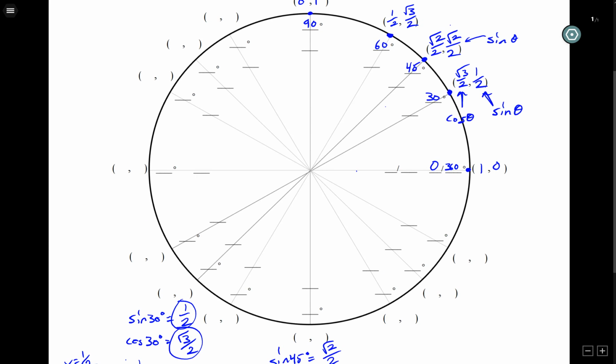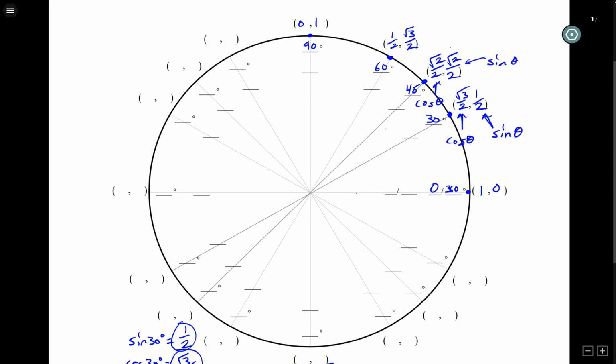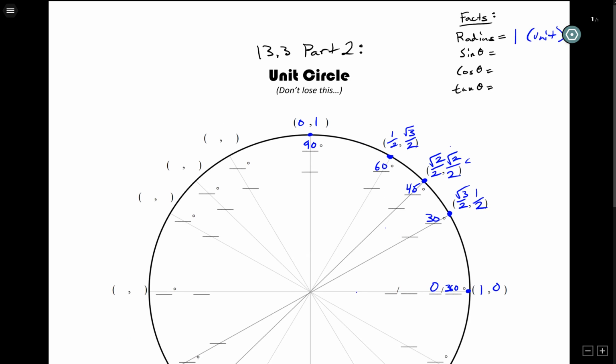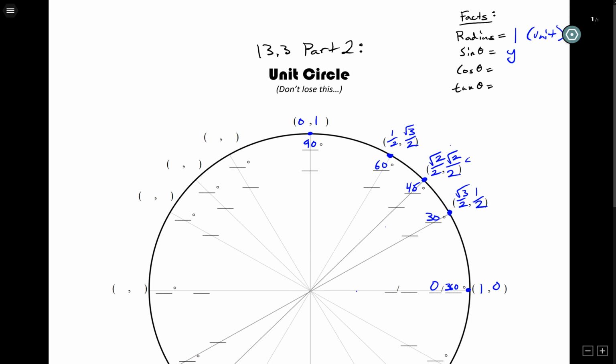So here's the deal with the unit circle. Here's what's really, really amazing about it. If I can just figure out the points that are around the unit circle, it will tell me the sine and the cosine. So what we just learned is that the sine corresponds with the y value. Let me put that up in my facts. The sine corresponds with the y value. The cosine corresponds with the x value.